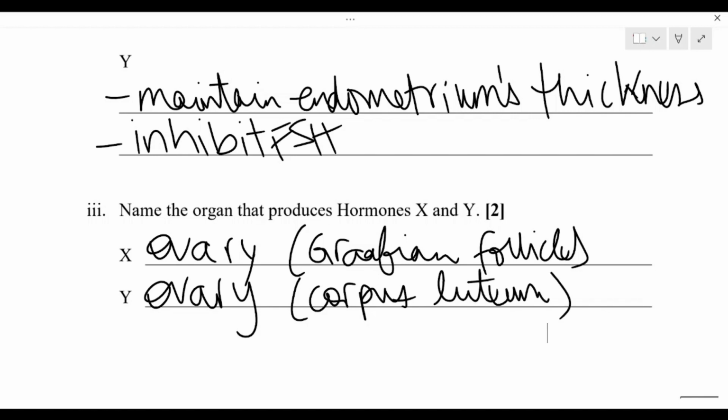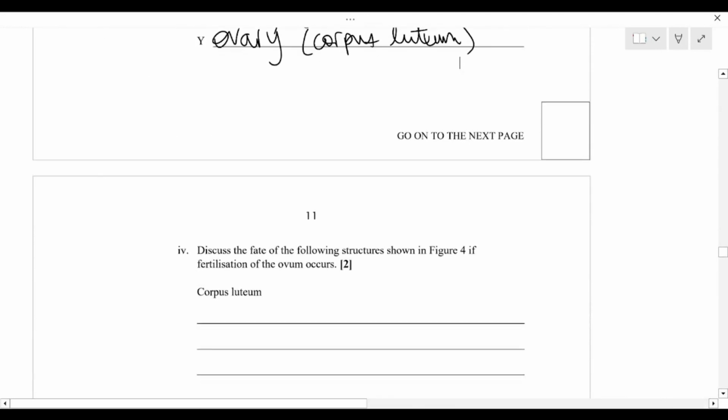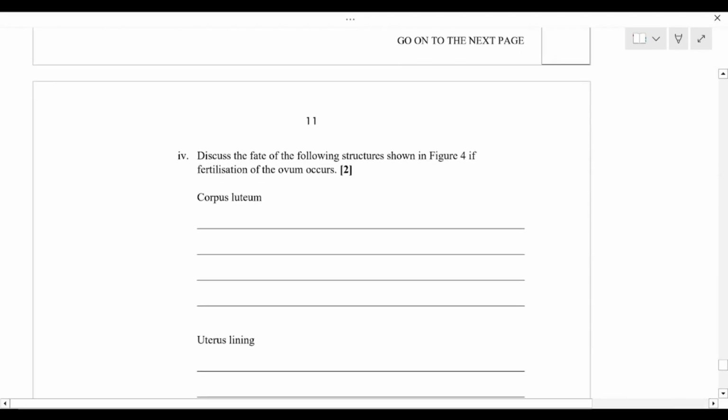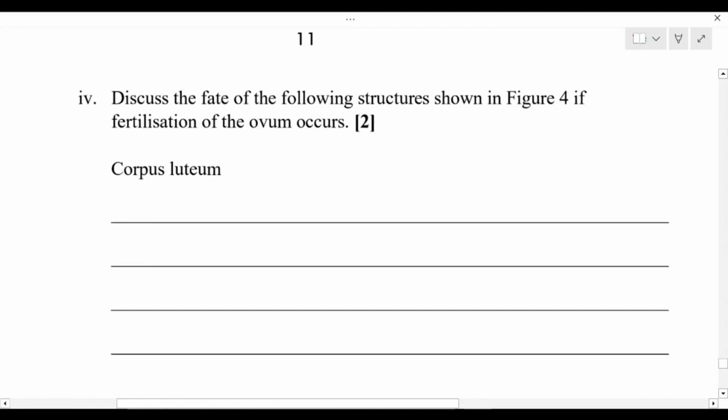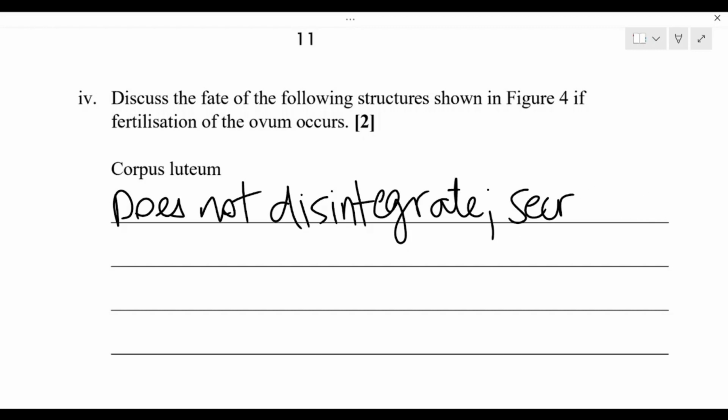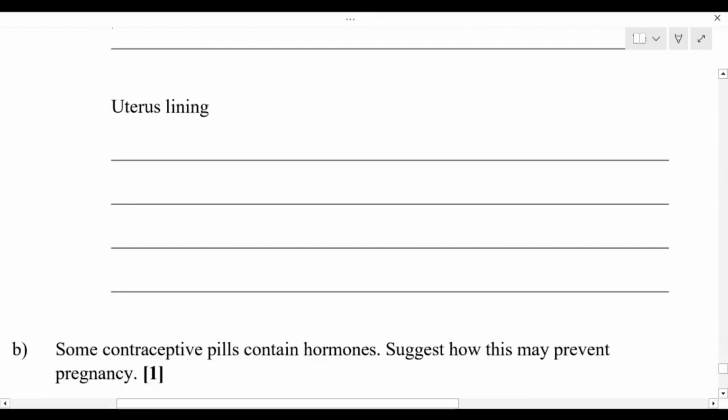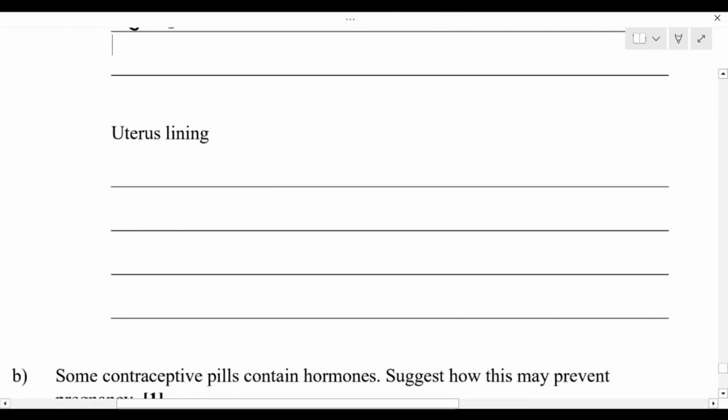Four, discuss the fate of each of the following structures shown in figure 4 if fertilization of the ovum occurs. So if fertilization occurs, what happens to the corpus luteum is nothing. It does not degenerate as it would if fertilization did not occur, but it persists and continues to secrete progesterone until the placenta takes over. And if fertilization occurs, the uterus lining is not lost in menstruation, but gets thicker as the developing embryo is implanted within it.